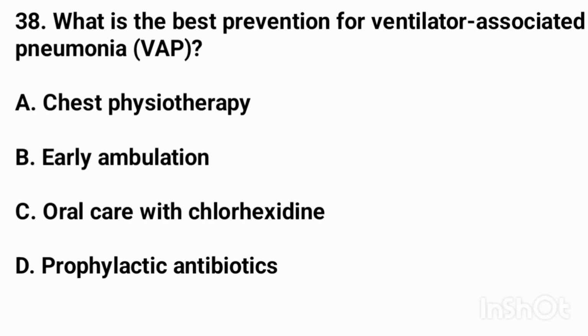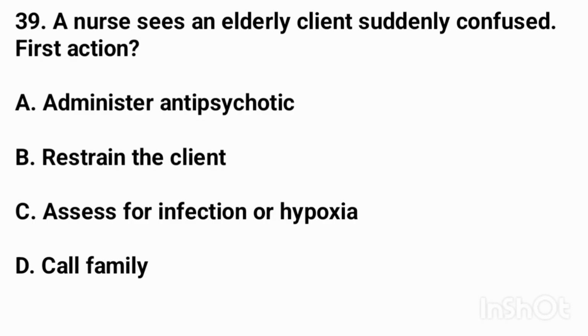Question number 38. What is the best prevention for ventilator-associated pneumonia, VAP? The right answer is option C. Oral care with chlorhexidine.